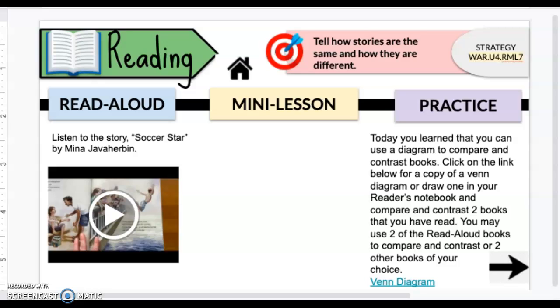You can draw a Venn diagram in your reader's notebook and then compare and contrast them. Take a picture of it and send it to your teacher. Or you can click on the link below on the practice area. It says Venn diagram, and if you click on that link, a Venn diagram will appear, and you can print that off and use that as well to compare and contrast your books. So that is what I would like you to practice today, comparing and contrasting two stories.